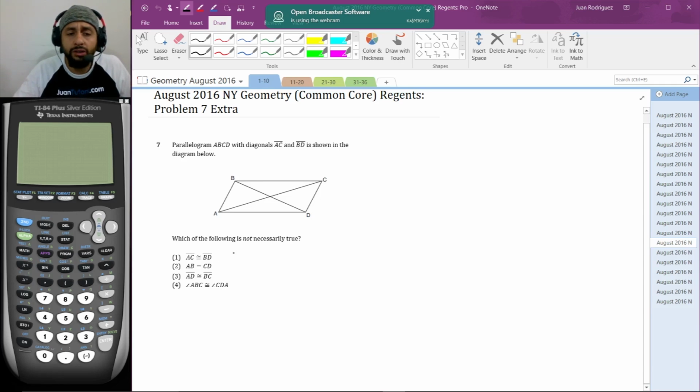Okay, so now which of the following is not necessarily true? Let's see if we can determine it. Hopefully you did pause the screen and tried it on your own. Let's see. We know what a parallelogram is. We know all the properties that they have to hold.